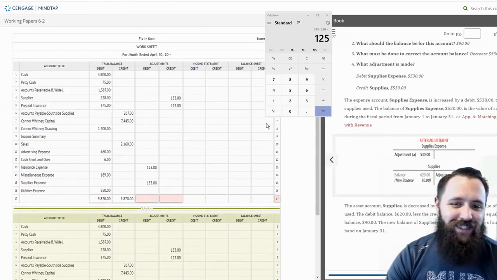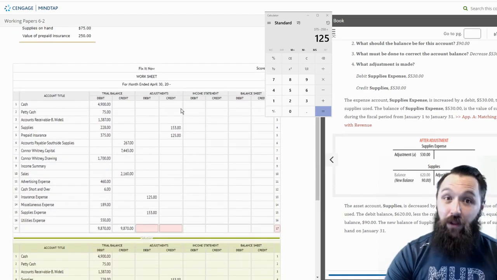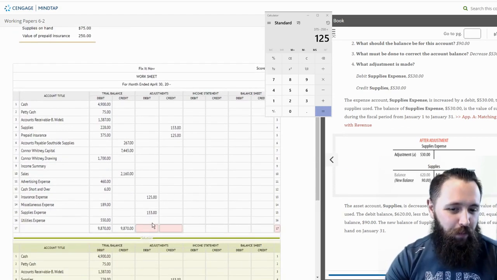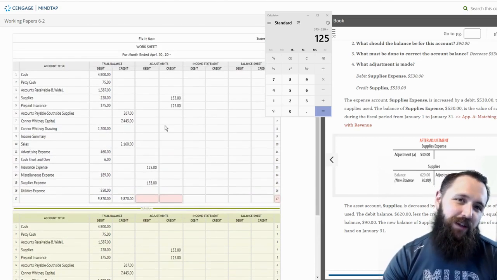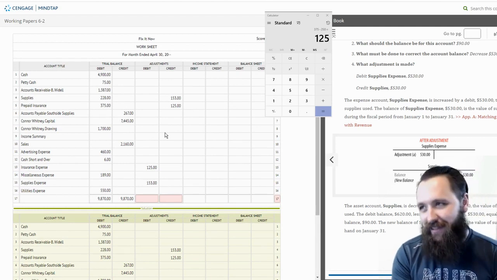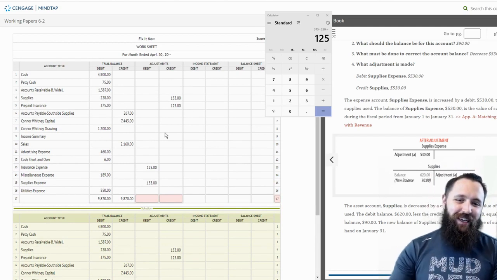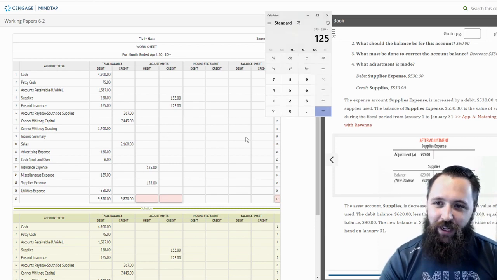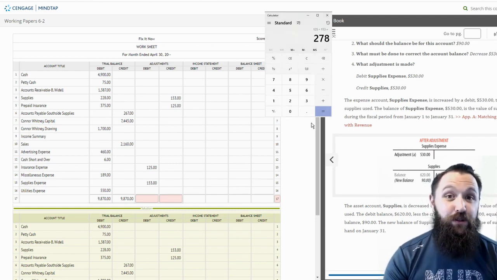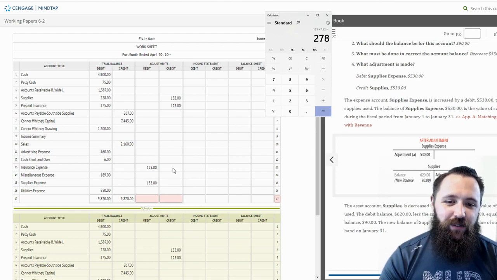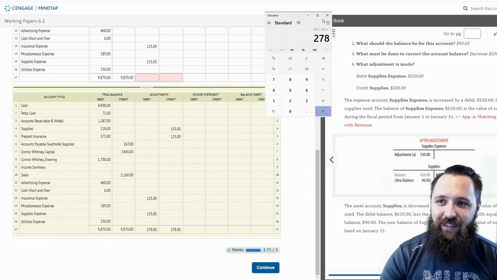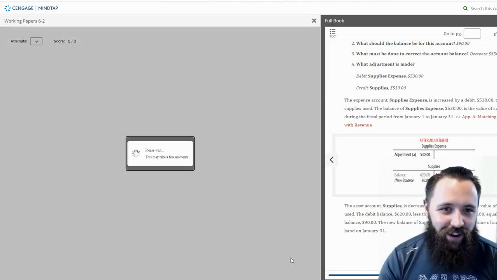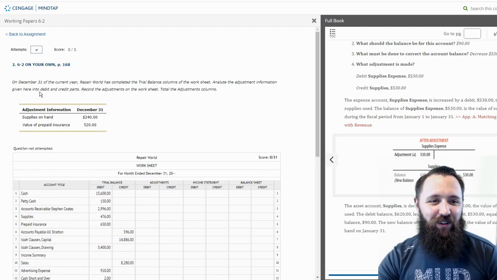Once we've completed the adjustments, don't forget the last step. We're going to add up these columns because we need to make sure that the debits equal the credits. So once again, 125 plus 153 is 278, right? So we would total this here as 278 and 278. You can see here that it is at 278. Hey, you get to make a mistake every once in a while.